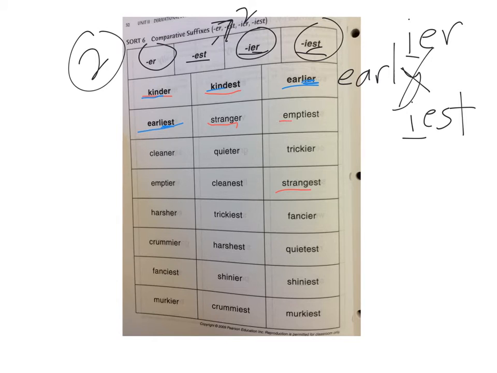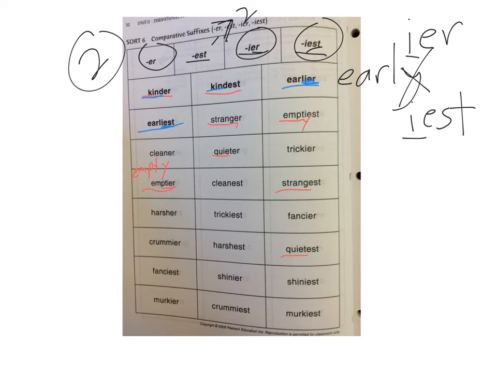Emptiest, EMPTY. So this one would be the IEST. And then emptier is somewhere on here. Emptier is right there, EMPTIER, because again EMPTY is your base word. You want to look at the base words, like quieter and then quietest. The base word's quiet. You just add ER and EST.